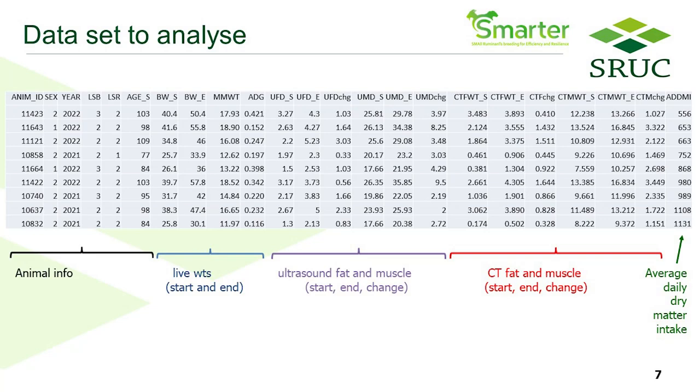So we took the ultrasound measurements at the start and the end of the trial, so S and E here. And we also looked at fat change, which is just the difference between the two of them. And we took ultrasound muscle depths at the start and end and the change in them as well. And then we did a similar thing for CT measured carcass fat and muscle. So looking at the start and the end and the change in those two measurements. And at the end there we have the average daily dry matter intake.